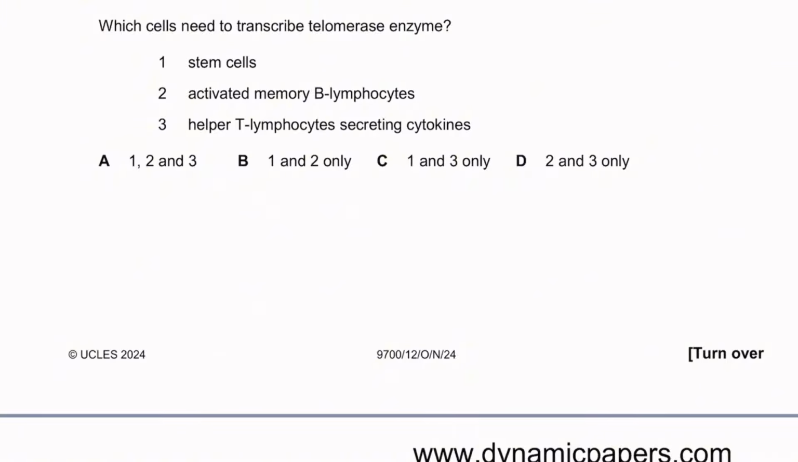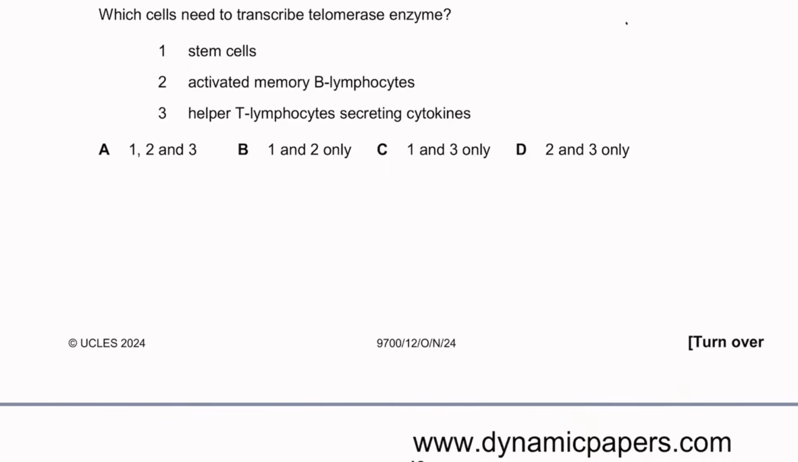Now, the enzyme telomerase prevents loss of telomeres after many mitotic cell cycles. Which cells need to transcribe telomerase enzyme? Okay, stem cells definitely need to transcribe telomerase. If you don't know what telomerase is, in a chromosome, so this is a chromosome, you're going to have these ends which are non-coding. Now these ends are called telomeres. Okay, these telomeres protect your DNA.